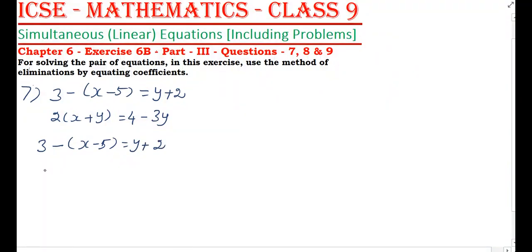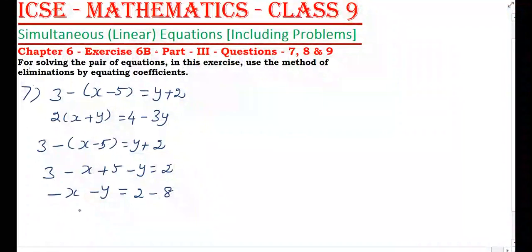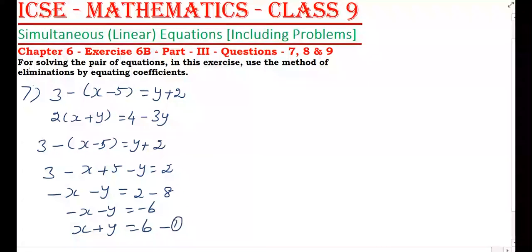We can rearrange this: 3 minus x plus 5 minus y equal to 2. So this 3 we can take to the right hand side. So now minus x minus y equal to 2 minus 8, since 3 plus 5 is 8. So minus x minus y equal to minus 6. So we can take minus on both sides and the minus will be cancelled. So x plus y equal to 6. This is the first equation.